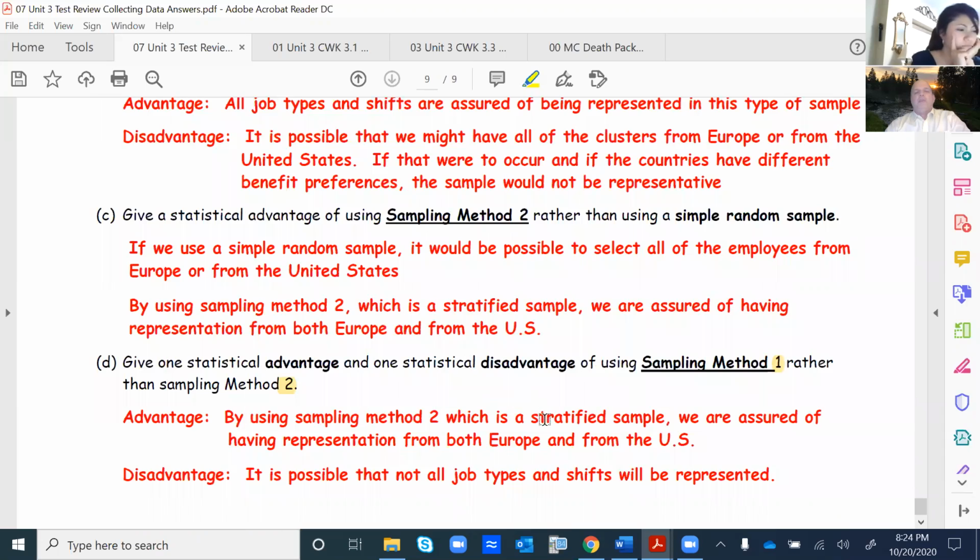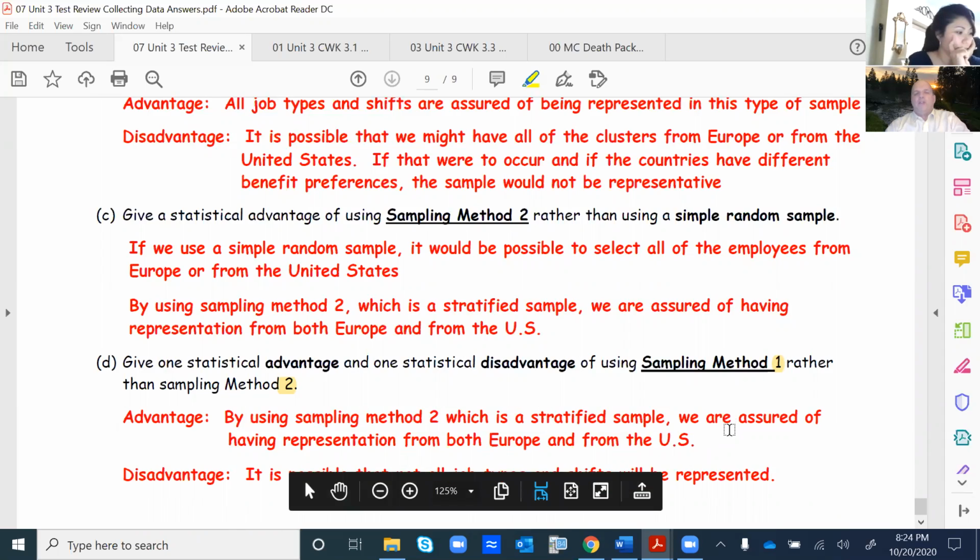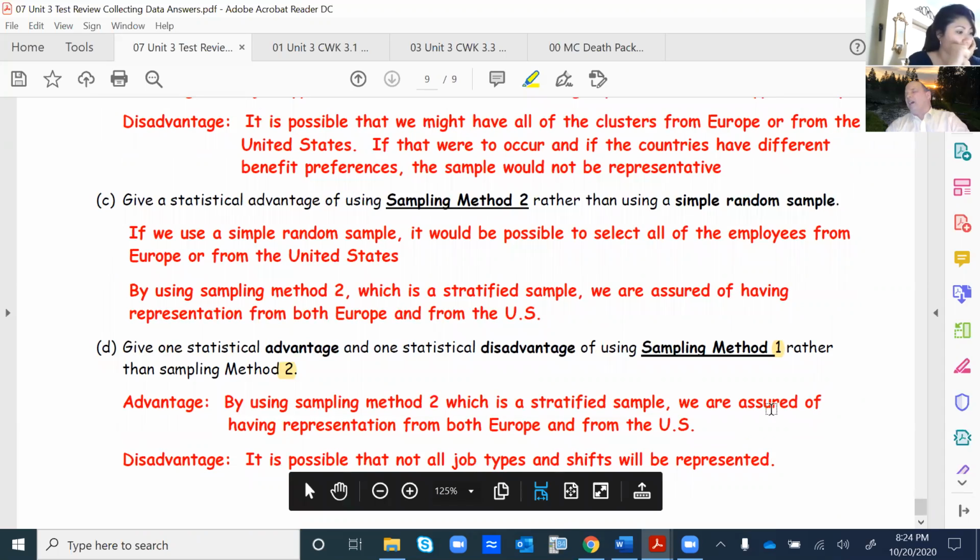By using sampling method 2, which is stratified, we are assured of having representation, so that's the advantage. Disadvantage: we're not going to represent all job types. So the cluster represents all job types, and the stratified did not.